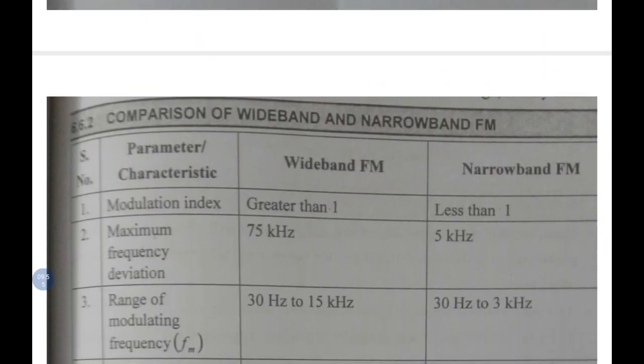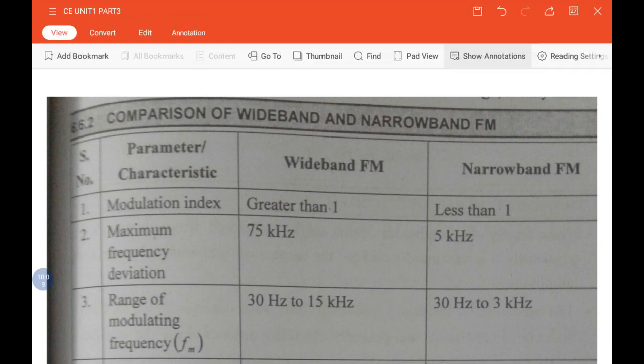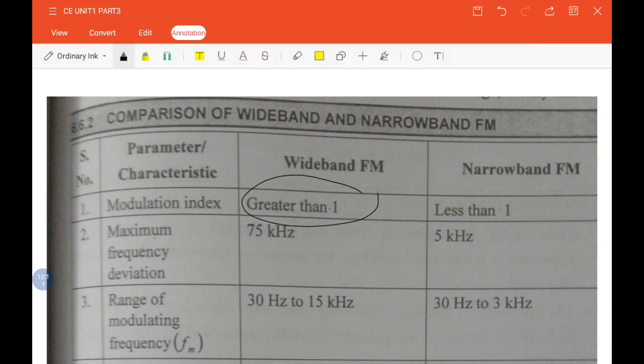And the next category of comparison we are going to discuss is wideband and narrowband FM. So in FM these two are the categories. The differences that you must learn are, first, the modulation index: in wideband FM the modulation index is greater than 1. You know in AM the maximum modulation index will be 1. But in FM it is not like that. You may get even greater than 1 values for wideband FM. If it is narrowband FM, the modulation index will be less than 1.